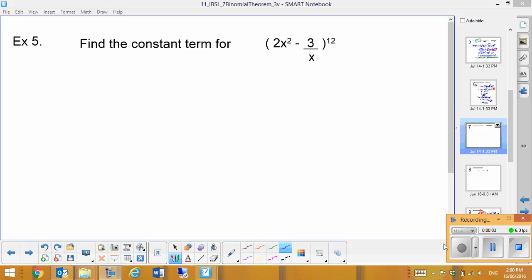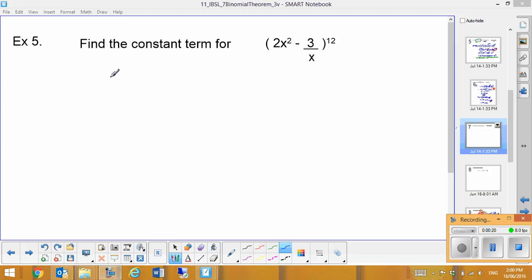Hello IB. I thought we'd run through the last part of 7C. Some of you missed class, and so we're just doing a recording of some of the harder binomial questions that you could come across. So what we want to look at in this example is how to find a constant term.